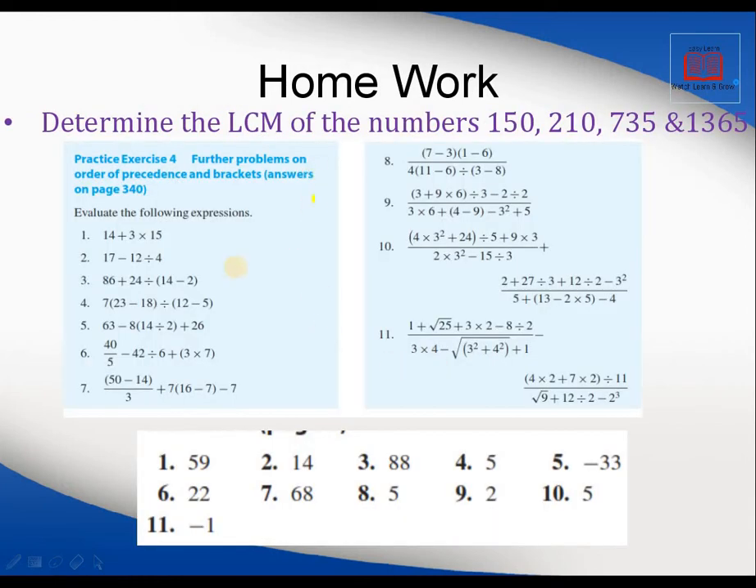So this is the homework. All the questions are available here. You have to try some of these questions.